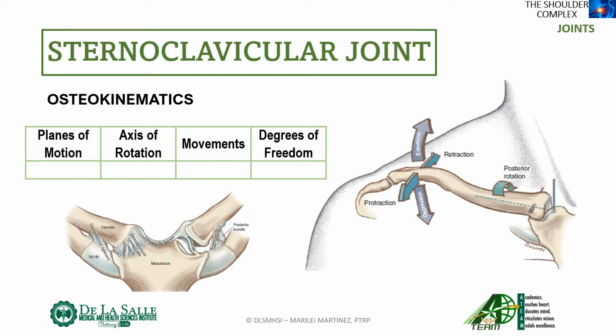Osteokinematics of the sternoclavicular joint. So we have 5 movements available for the sternoclavicular joint, specifically elevation, depression, retraction, protraction, and posterior rotation or upward rotation of the clavicle.